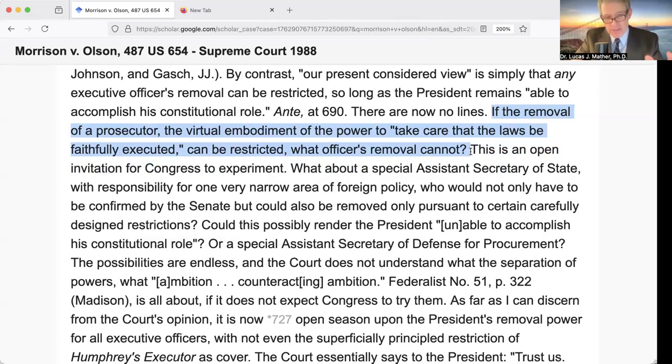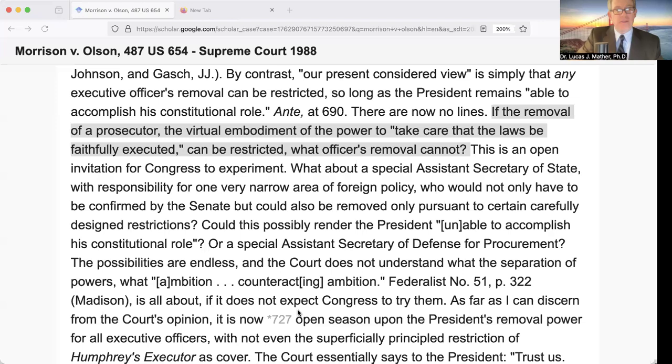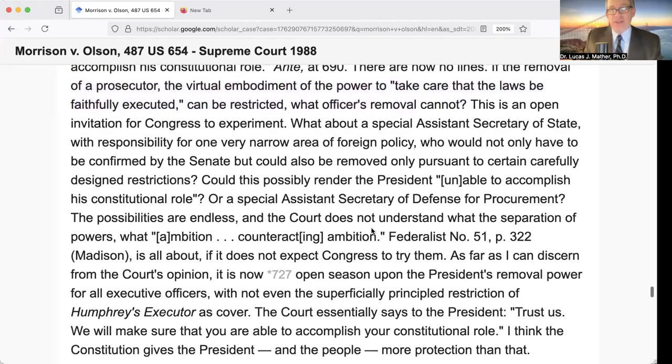In other words, the power to remove is the power to control. Whoever is in control of the executive branch has the executive power. That person has to be the same person in constitutional government as the one that the Constitution gives the executive power to. That would be the president. This is basic separation of powers theory, people. Basic. It's not that hard. This is an open invitation for Congress to experiment.